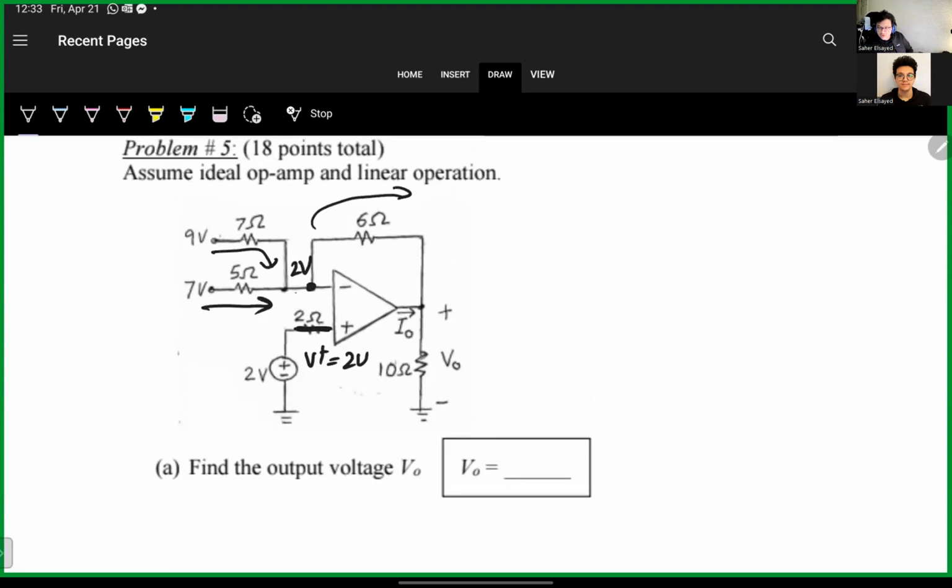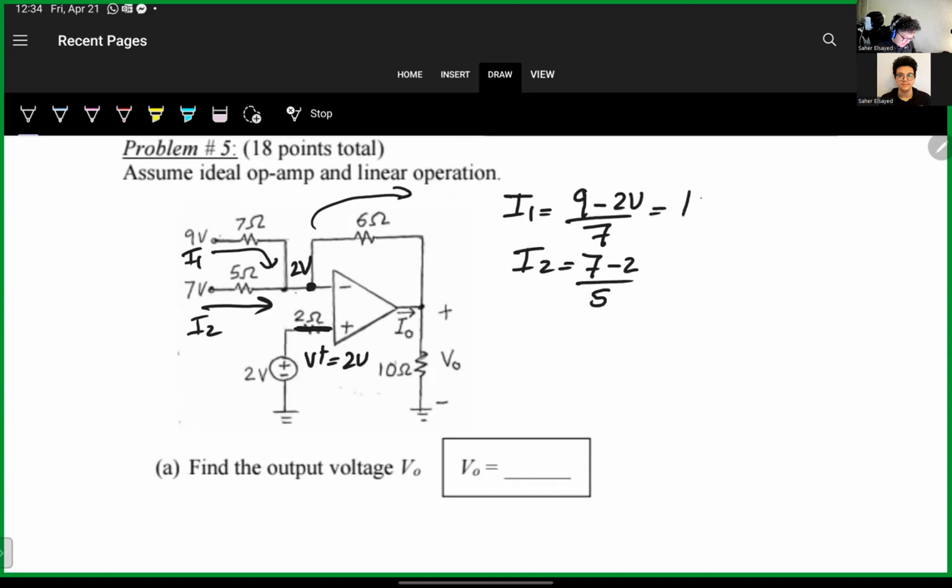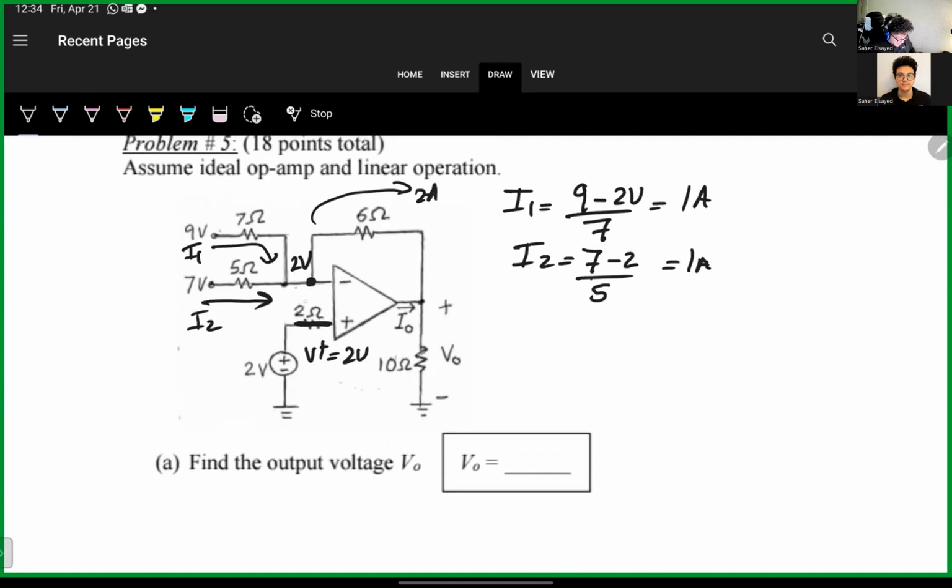We did a very similar question in the class. So what is the first current? Let's call it I1. And let's call this one I2. What is I1? I1 is simply 9 minus 2 volt divided by 7. And then what is I2? I2 is simply 7 minus 2 divided by 5. So this is 9 minus 2 is 7. 7 divided by 7 is 1 amp. 7 minus 2 is 5. 5 divided by 5 is another 1 amp. So you know that the total current here is 2 amps. So there is 2 amps going through here. Okay, so 2 minus V out divided by 6 is 2 amp.